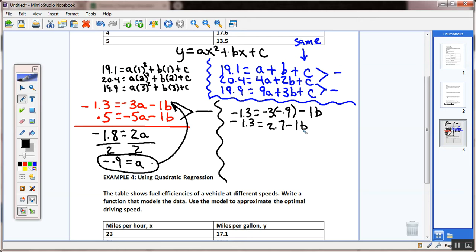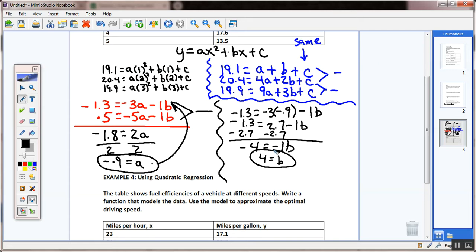Tell me what to do, kids. You subtract 2.7 from both sides. So I have -4 equals -1b. So what's that make the b value, kids? How much, Jaden? 4. Exactly. B is going to be 4. What do we have left to solve for, kids?